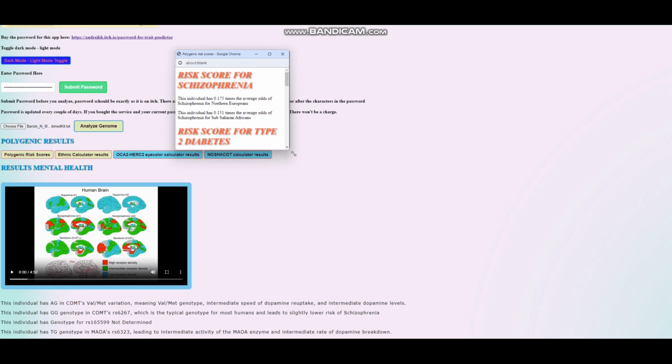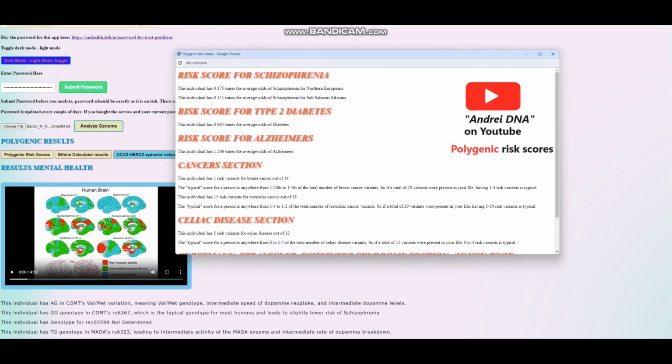Let's go ahead and scroll up and see her polygenic risk scores. And for the polygenic risk scores, it looks like she's got a very low score for schizophrenia, below average score for type 2 diabetes, and slightly above average score for Alzheimer's.